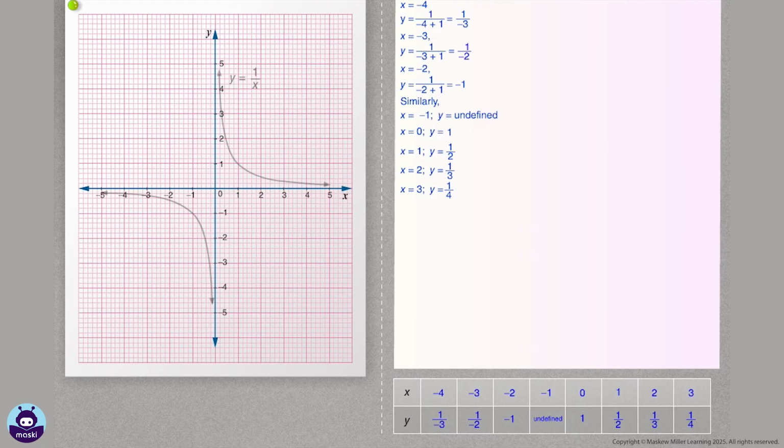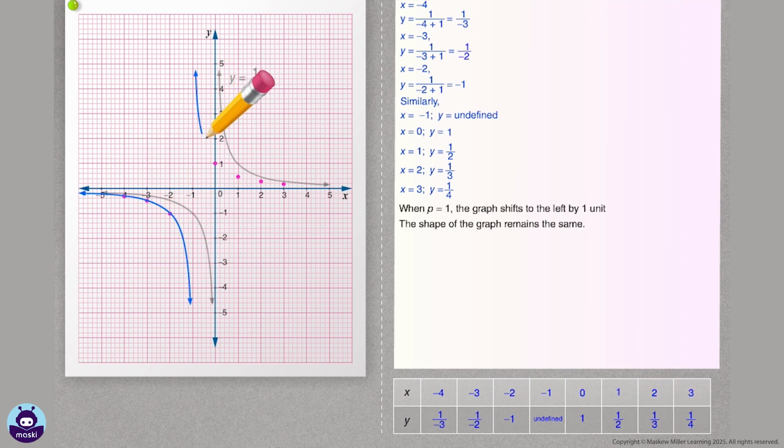We plot the points now: -4, -1 over 3; -3, -1 over 2; -2, -1; -1, undefined; 0, 1; 1, 1 half; 2, 1 over 3; 3, 1 over 4. We see that the graph of this function is obtained by shifting the graph of y equals 1 over x to the left by 1 unit.